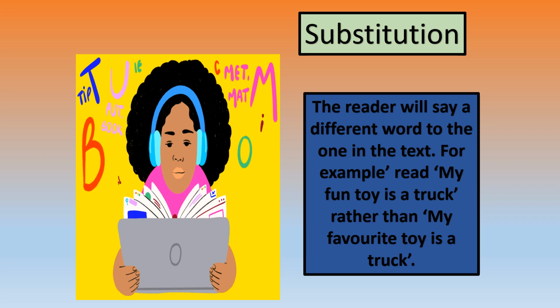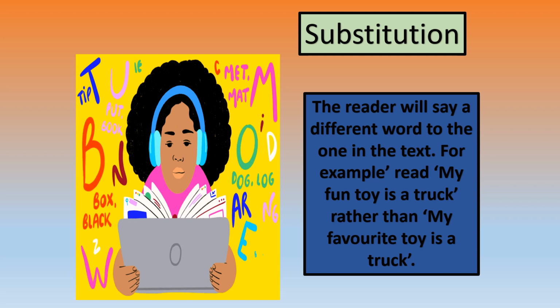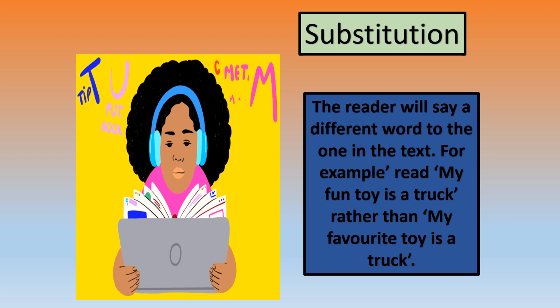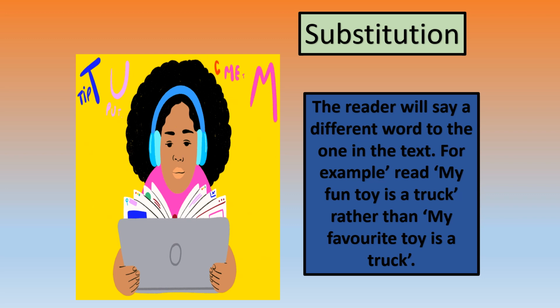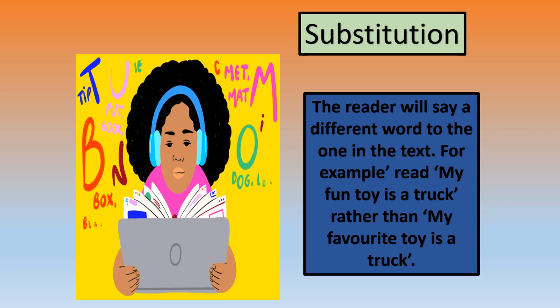So for some reason, the reader substituted the word favorite and used the word fun instead. So, many factors can contribute to the reason why readers substitute. However, it is the educator's responsibility or the facilitator's responsibility to point out this error in order for the student or the reader to self-correct.